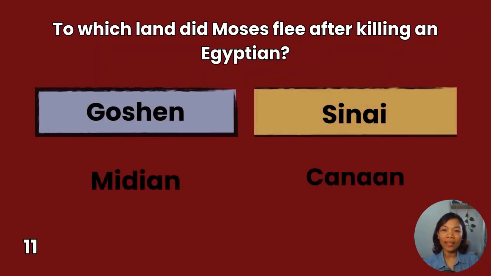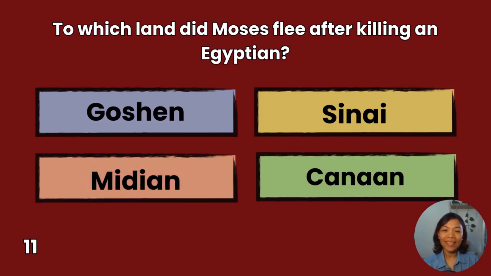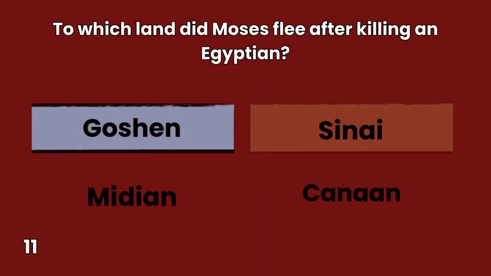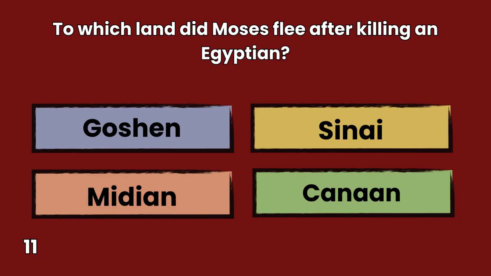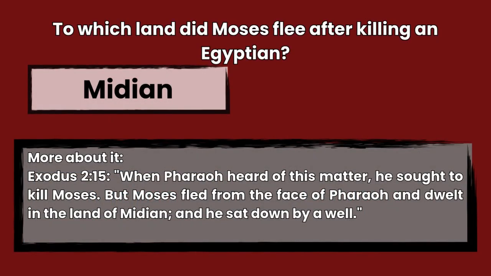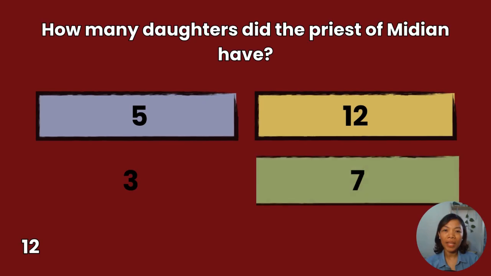11. To which land did Moses flee after killing an Egyptian? Goshen, Midian, Sinai, Canaan. You have 10 seconds to answer. The answer is Midian, Exodus 2:15. When Pharaoh heard of this matter, he sought to kill Moses. But Moses fled from the face of Pharaoh and dwelt in the land of Midian, and he sat down by a well.